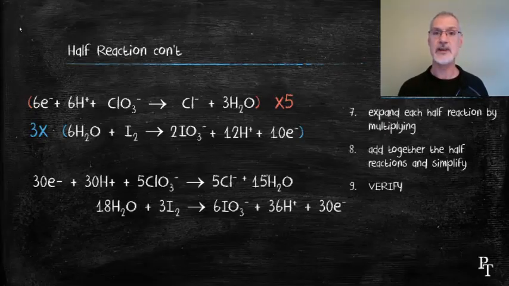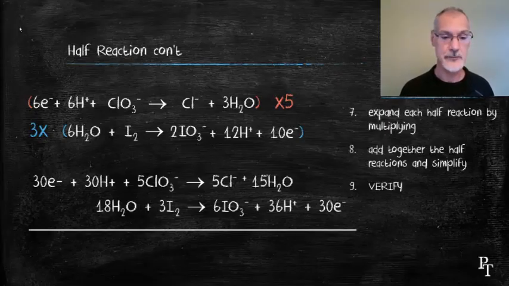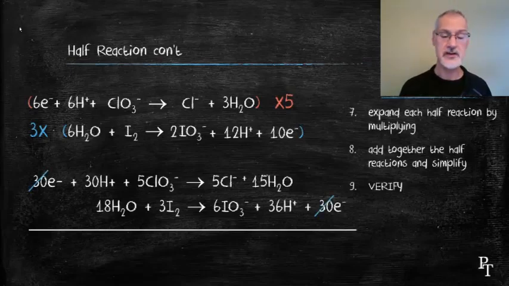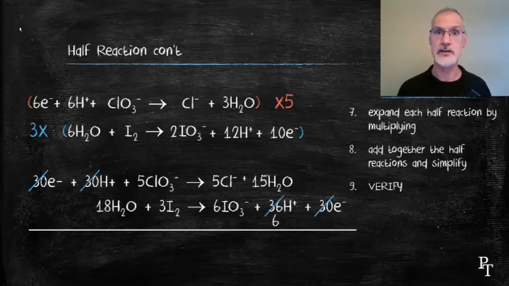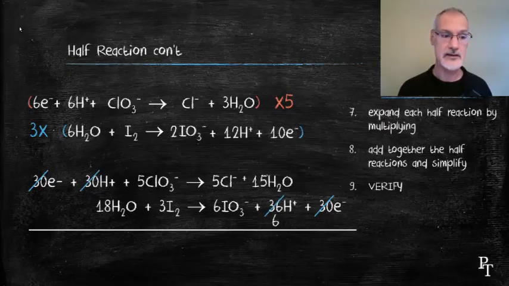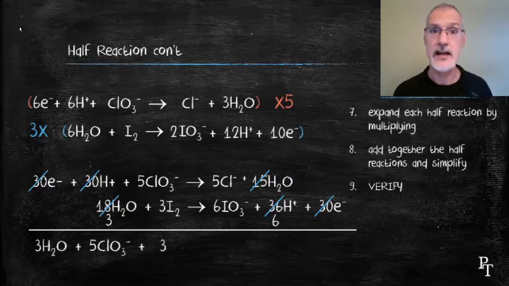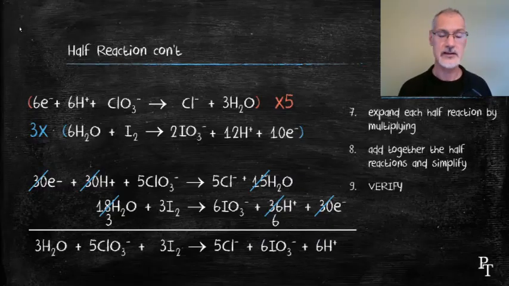And now we're in a step where we can add these two equations together. I'll do a little simplifying before I put them together. The first thing I notice is the 30 electrons on product and reactant side can be reduced. The 36 hydrogens on the one side can be reduced with the 30 on the other side down to 6. And similarly, the water, the 18 and 15, can be reduced down to 3 water molecules. I'm now in a position where I can add these two equations together to get the overall reaction.